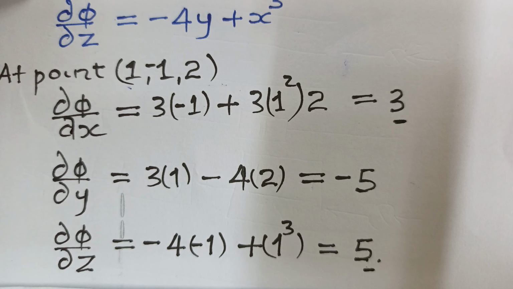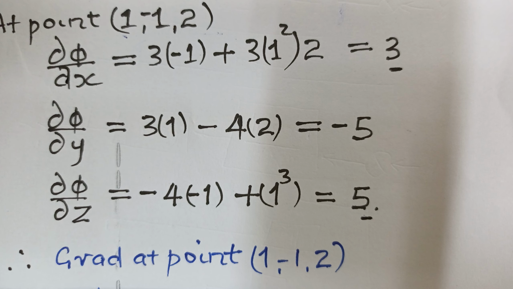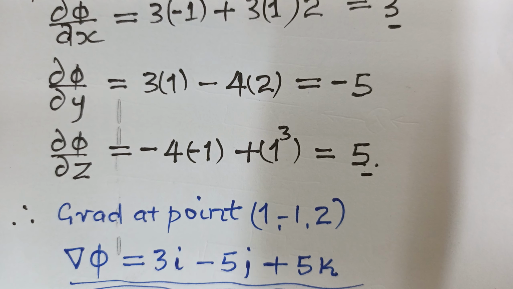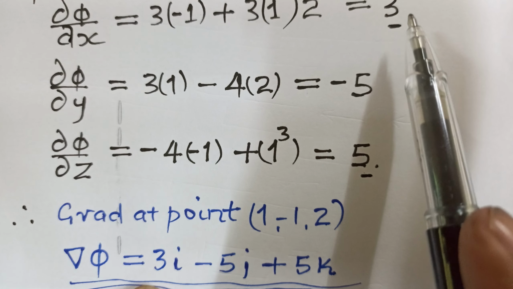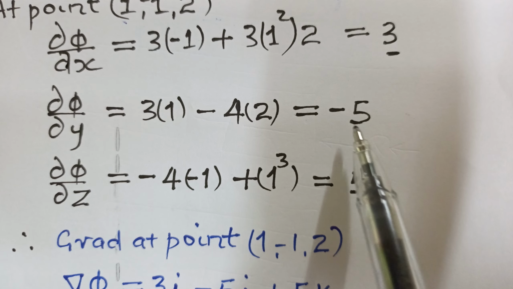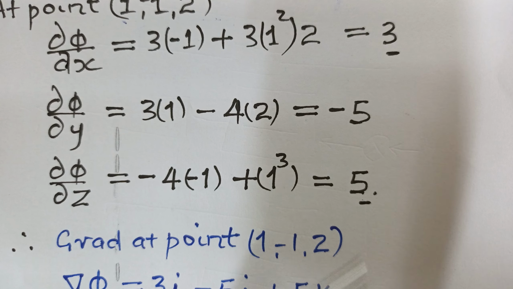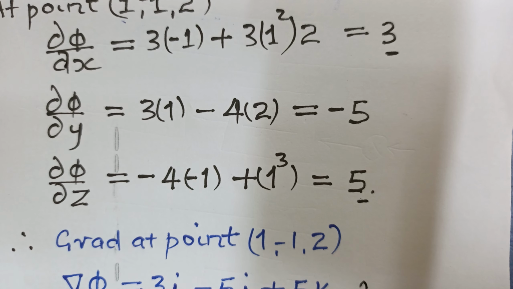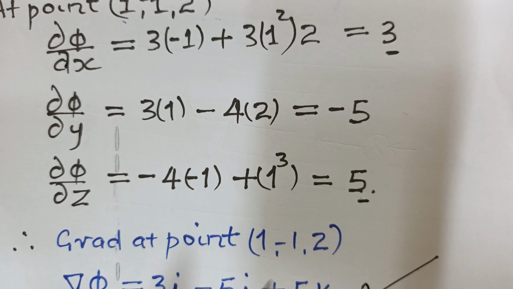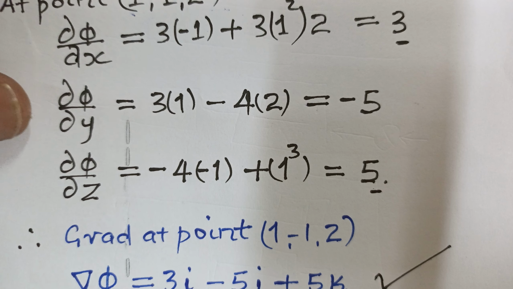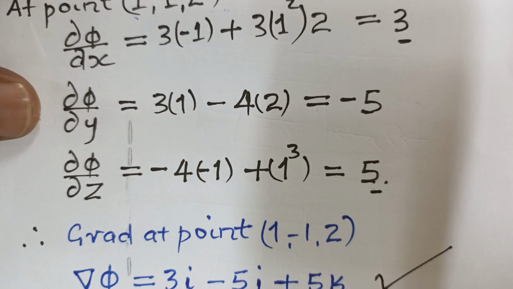And therefore, at that point, the gradient at point (1, -1, 2) becomes now this. Whereby we write 3i, then we write -5j, and 5k. This now becomes the gradient of phi at point (1, -1, 2). So guys, we have done with that.